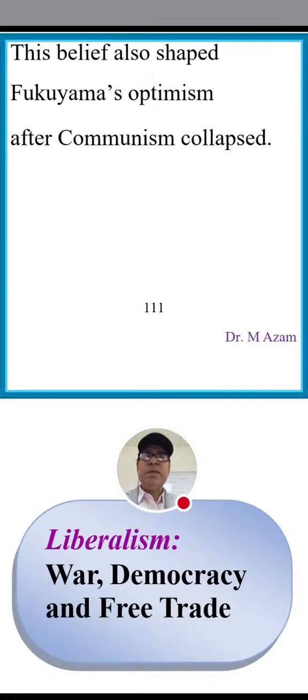This belief also shaped Fukuyama's optimism after communism collapsed. Do you know Fukuyama, Francis Fukuyama? His famous book is End of History. What is the name of his book? End of History.